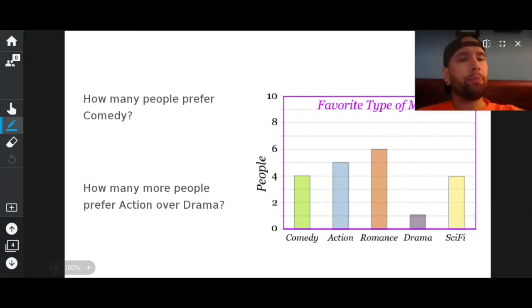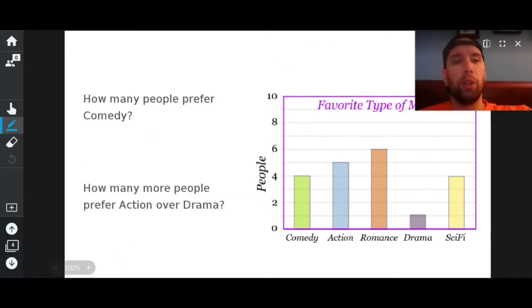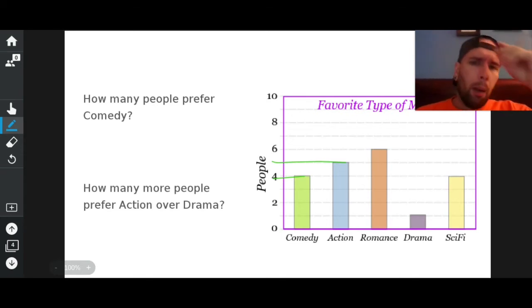New thing. There's no way I could put my face and make this look nice. Well, we know it's a type of movie. So the favorite types of movies. A bunch of people were interviewed, and 4 of them said they like comedy, and 5 of them said action, yada, yada, yada. How many people prefer comedy?